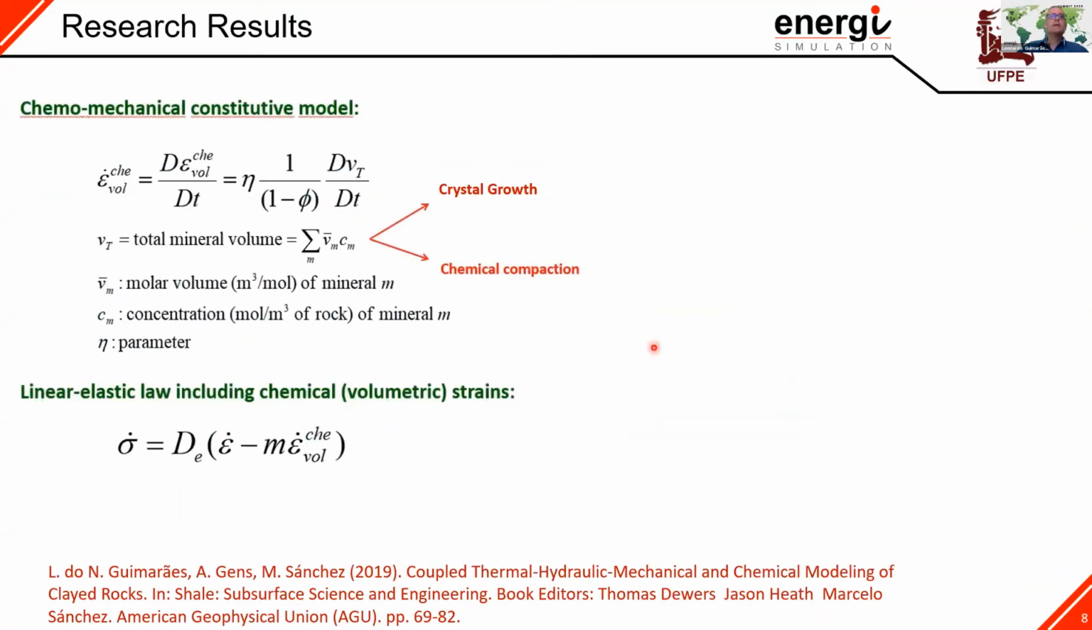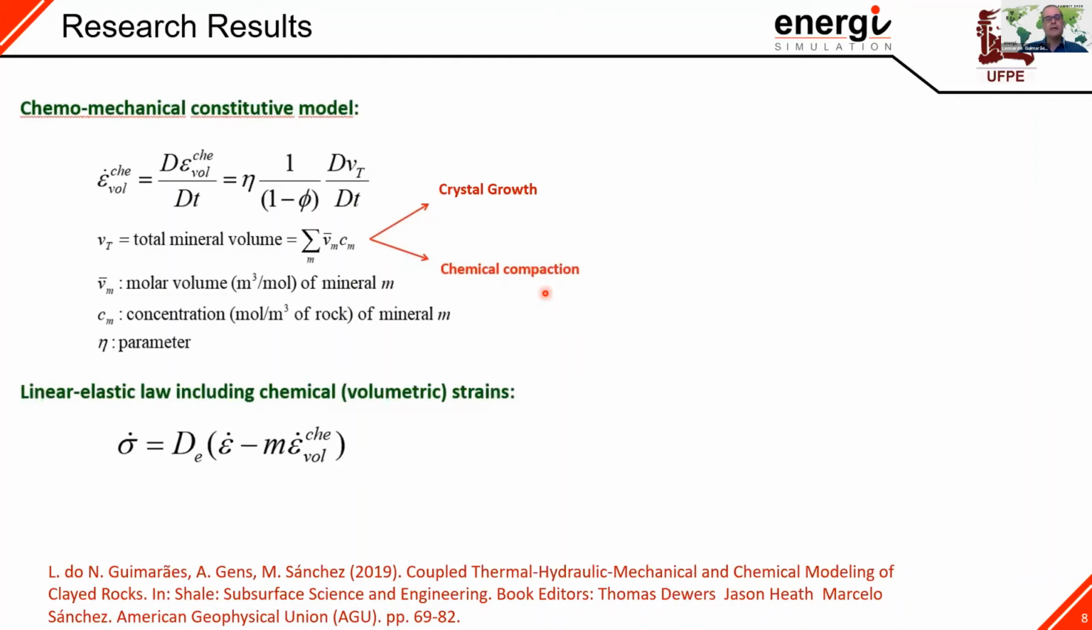To obtain this, we again use this total mineral volume as a state variable for the mechanical problem, and you can postulate a chemomechanical constitutive model where the volumetric strain due to chemistry can be computed using this state variable, and introduce this into a linear elastic law, including chemical volumetric strain, or an elastoplastic law. It depends on how sophisticated we want our model to be to reproduce the phenomena that we have. With this model, we can simulate crystal growth and chemical compaction.